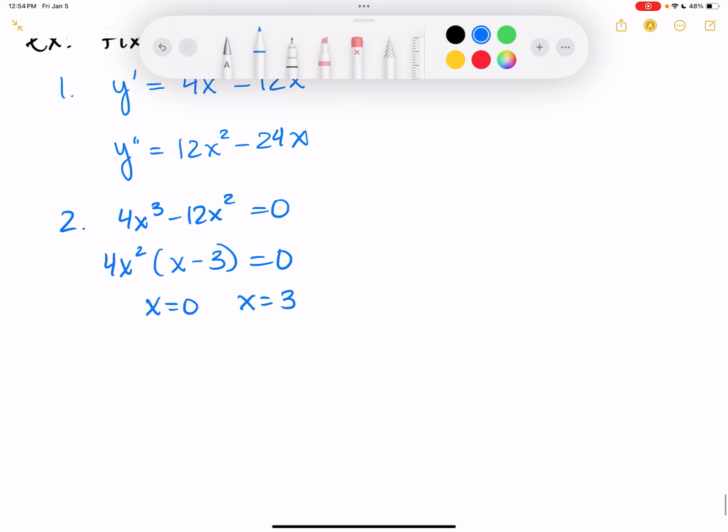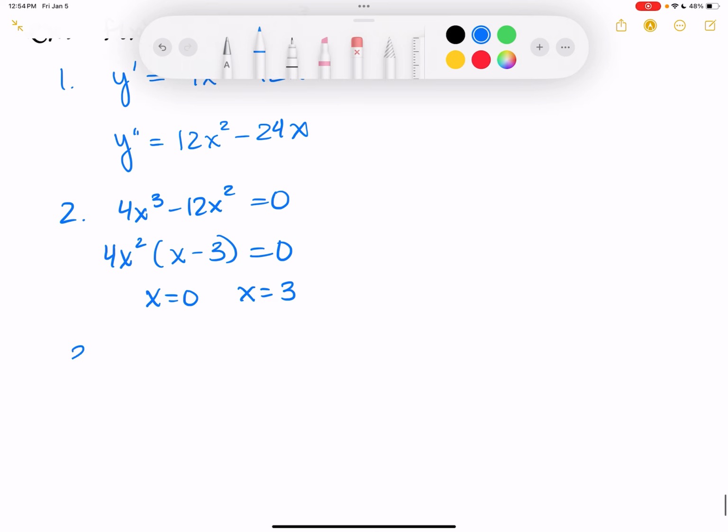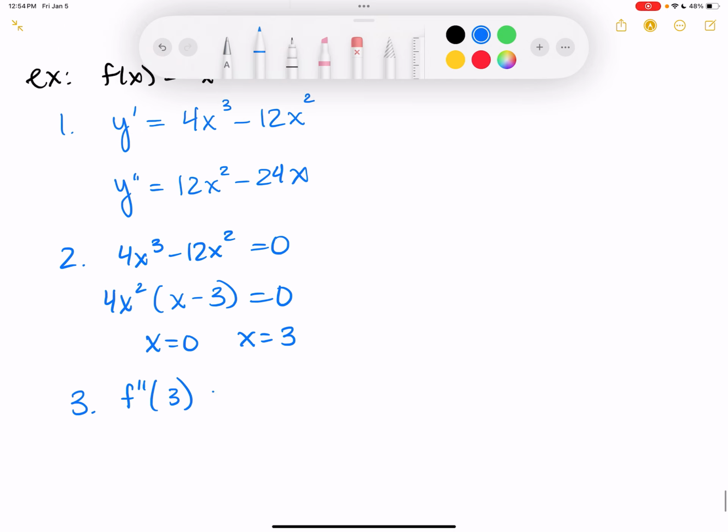All right, so step 3, we're going to evaluate the second derivative at 3. So that would be 12 times, I guess I could have done 0 first, I will. Or 12 times 3 squared minus 24 times 3. And so what is that?